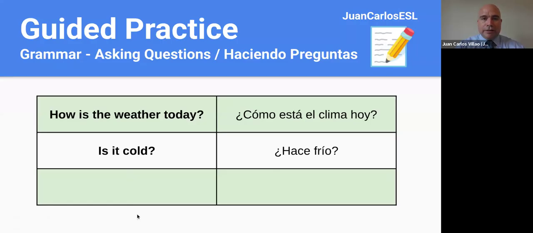So you can see the tone at the end of the question. Pueden escuchar el tono al final de la pregunta. Is it cold? Así como en español. ¿Hace frío?